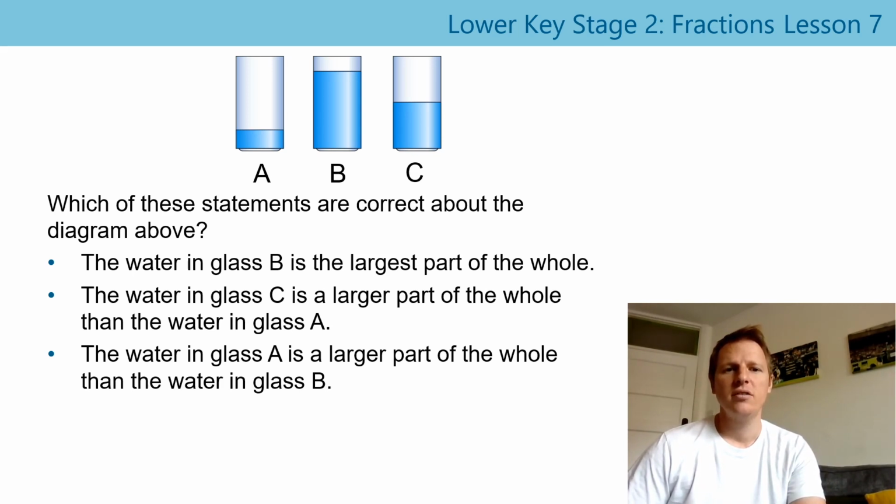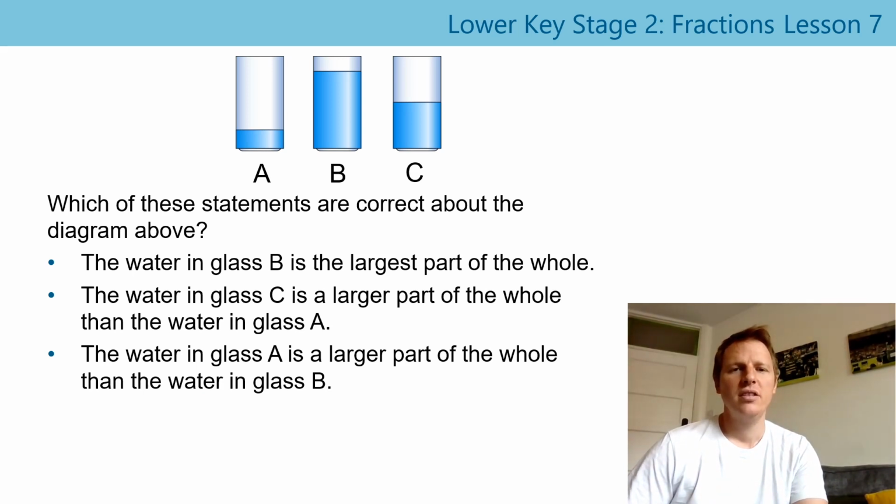The first sentence says, the water in glass B is the largest part of the whole. The second sentence says, the water in glass C is a larger part of the whole than the water in glass A. The third sentence says, the water in glass A is a larger part of the whole than the water in glass B. So, I want you to pause the video and see, do you agree or do you disagree with each of those statements and why?